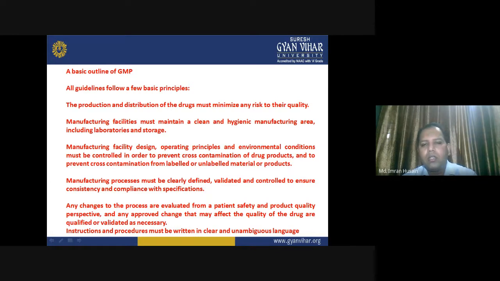Any changes to the process are evaluated from a patient safety and product quality perspective, right? The individual who will be on the receiving end should always be safe, and any approved change that may affect the quality of the drug is qualified and validated as necessary. Instructions and procedures must be written in clear and unambiguous language. Language should be simple and effective.